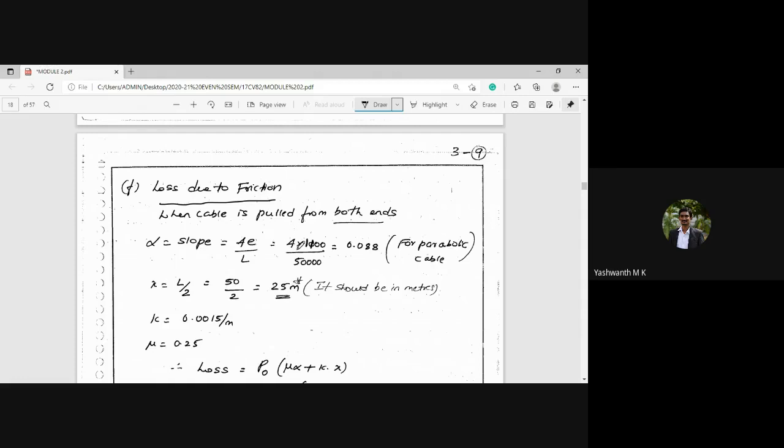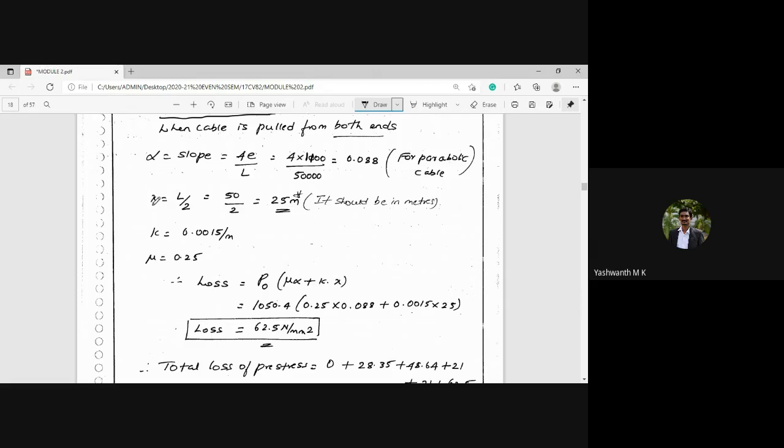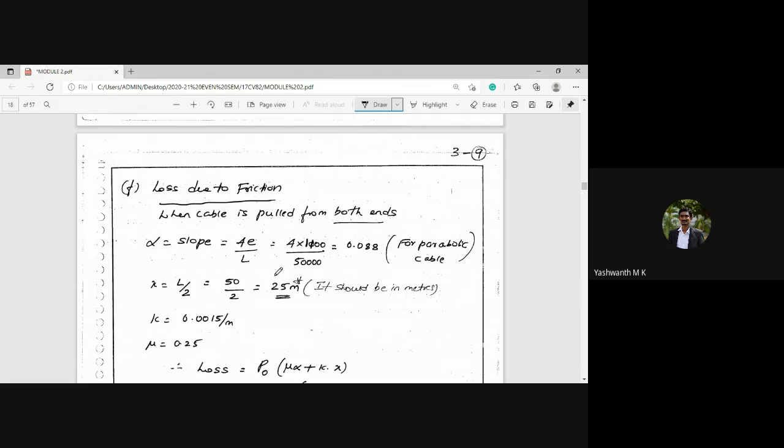So that is 4 multiplied by the eccentricity at midspan, that is 1100, divided by the length of the cable, 50,000, which is equal to 0.088. Is it clear? Next, let me come to X, which is equal to L by 2. X is the distance where the prestressing force has been induced. So X is equal to L by 2, which is 50 divided by 2, that is 25 meter. Please be careful, it should be in meter. I will tell you why it should be in meter.